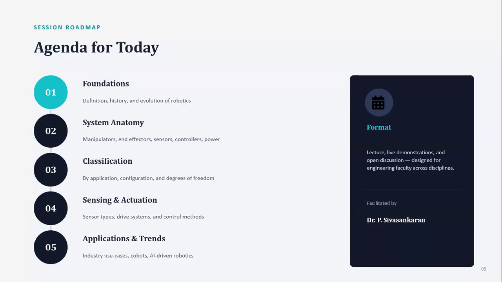Let us go through the session roadmap. Today's session has been carefully organized into 5 major parts. We will begin with the foundation and history of robotics. Next, we will study the configuration of robotic systems. Then we will classify the different types of robots. After that, we will discuss sensors, actuators, and control systems. Finally, we will explore real-world applications and the future trends in robotics.